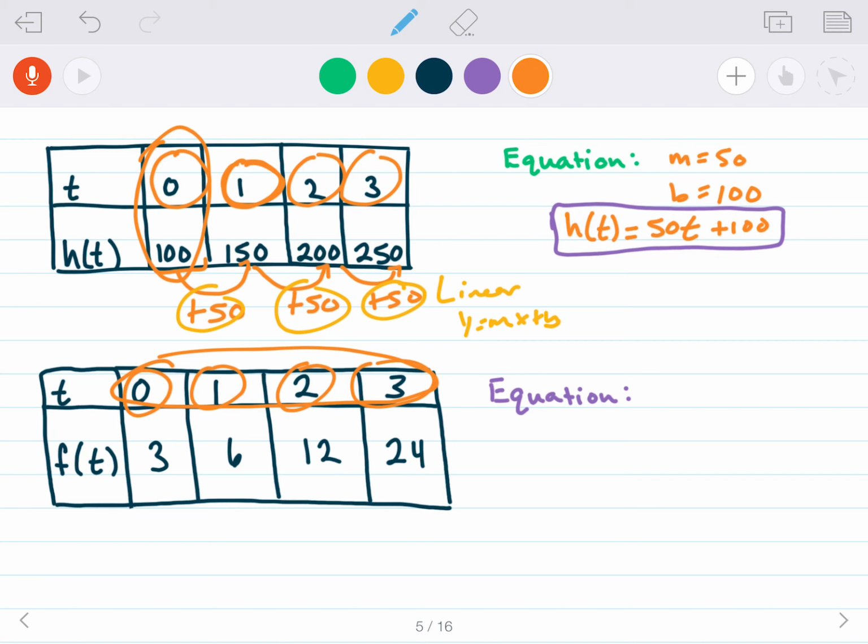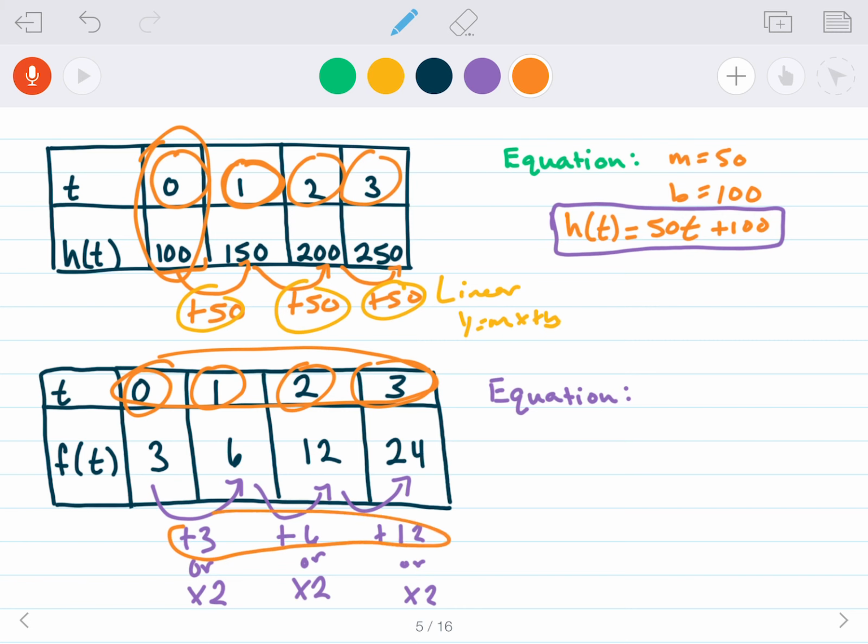They're all 1 apart. Okay, so let's take a look at the output values. So what's happening from 3 to 6? Well, we could say it's adding by 3, or we could say that it's multiplying by 2. From 6 to 12, we're adding 6, or multiplying by 2. From 12 to 24, we're adding 12, or multiplying by 2. So the adding, since these aren't all the same numbers, it's not linear, so get rid of that. It is exponential, though, because we have a constant multiplier, 2.